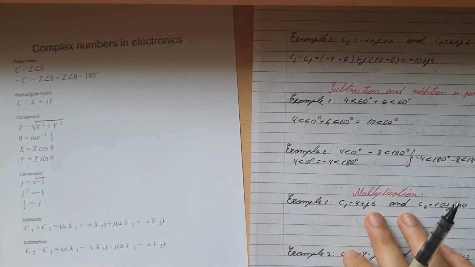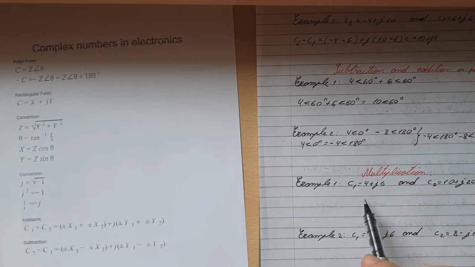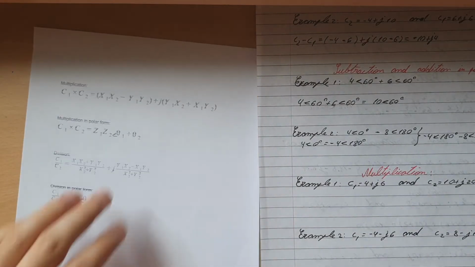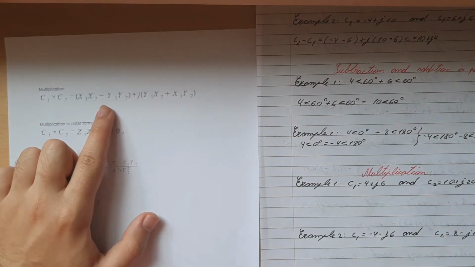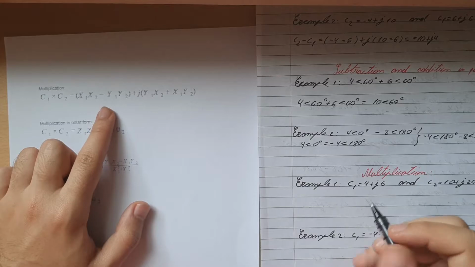Alright, let's go to multiplication now. So C1 is equal to 4 plus j6 and C2 is equal to 10 plus j20. Now multiplication in rectangular form is a bit more complicated as you saw here. So let's follow this one, because even I don't know this one, because I don't really use it that often.